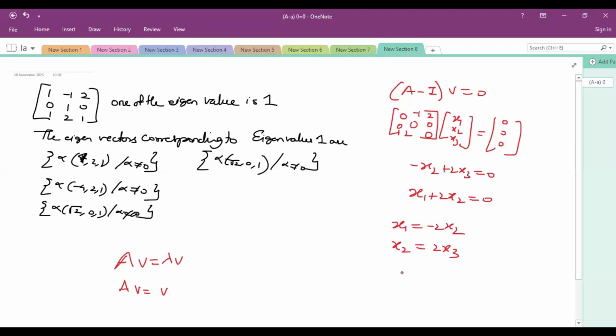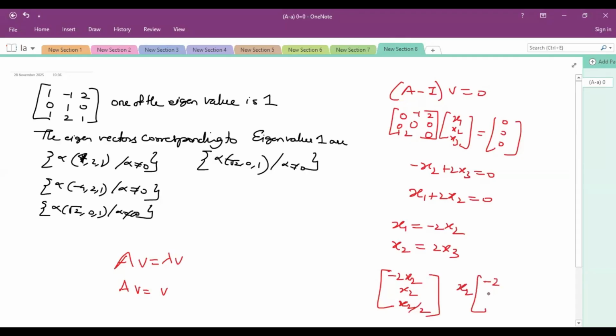Right? Yes. Is my operation correct? So x1 is minus 2, yes. And here x2 is the free variable because the corresponding row is 0, 0, 0. So taking x2 as some alpha, according to that we will find x1 and x3.